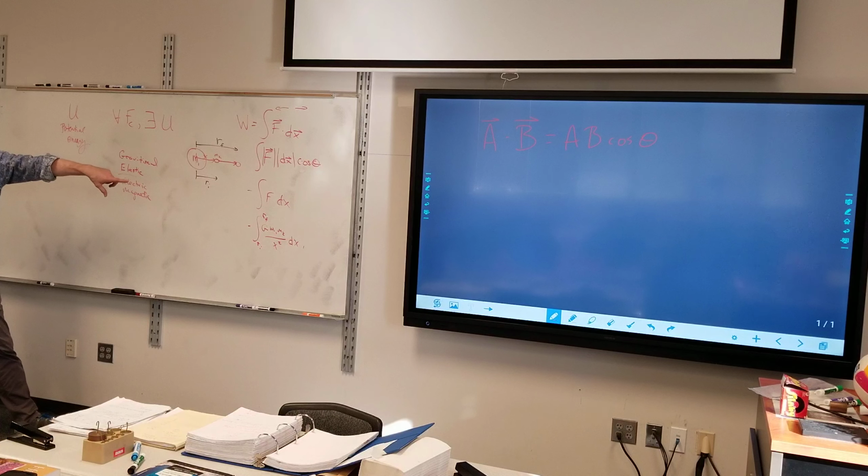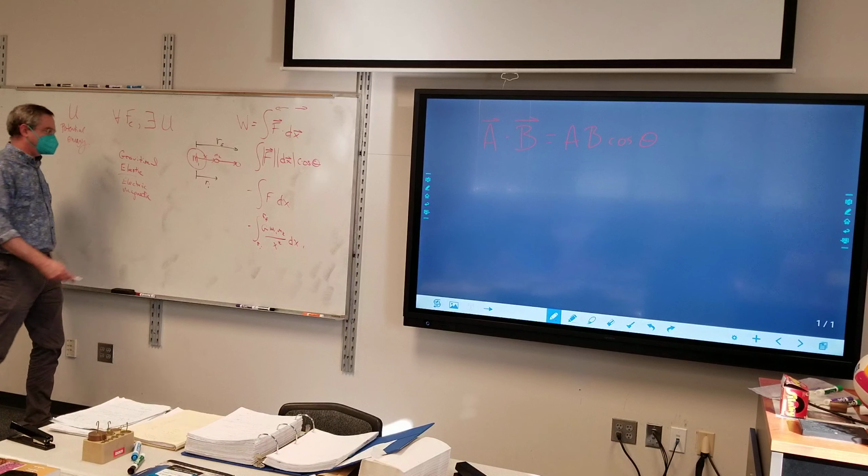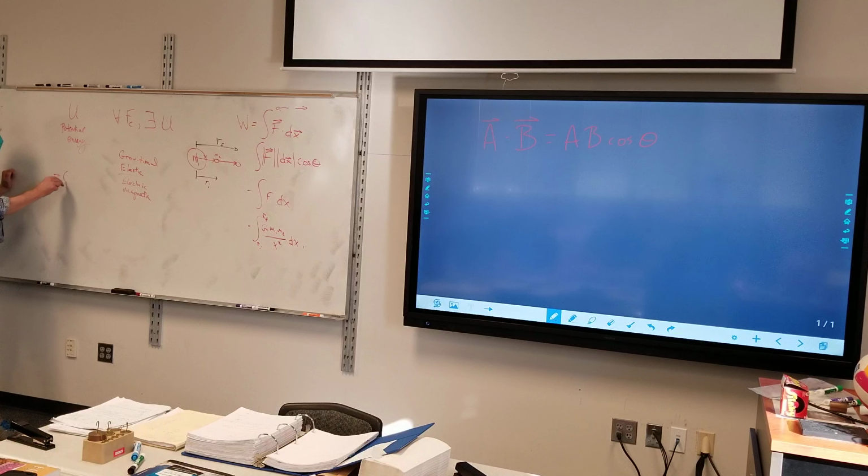Big G and the two masses are constant, so I can just pull them out. And so I'm left with negative big G, mass 1, mass 2, integral of x to the negative 2 dx from some initial distance to a final distance. And what is the antiderivative of x to the negative 2?